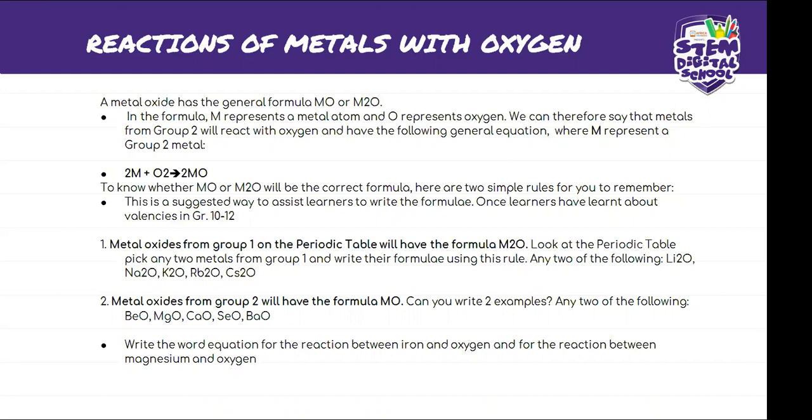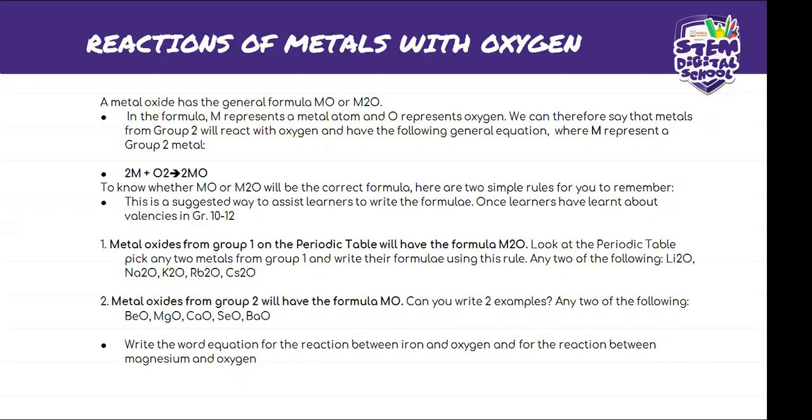Let's look at lithium oxide. Lithium is in group 1, so for lithium oxide to be formed, we need 2 atoms of lithium, giving us Li2O. All group 1 metals will react to give us M2O. So we get Li2O, Na2O, K2O, and Cs2O. Now, what about group 2? What is the general formula for metals from group 2?